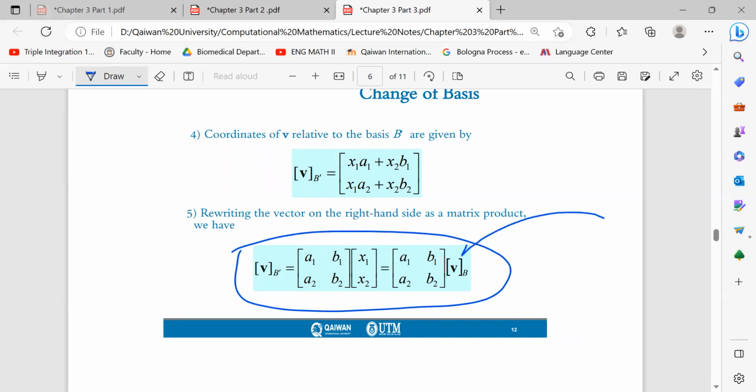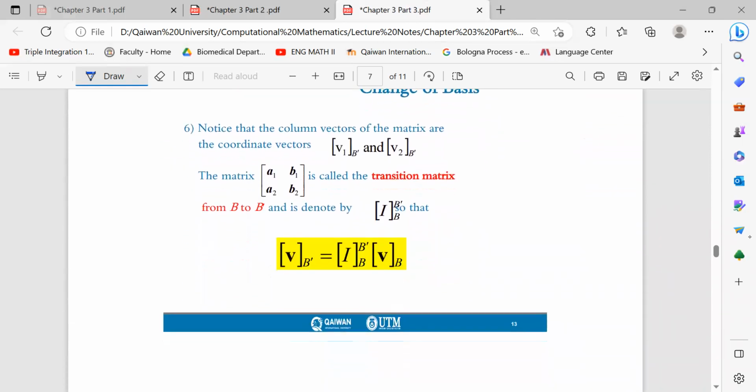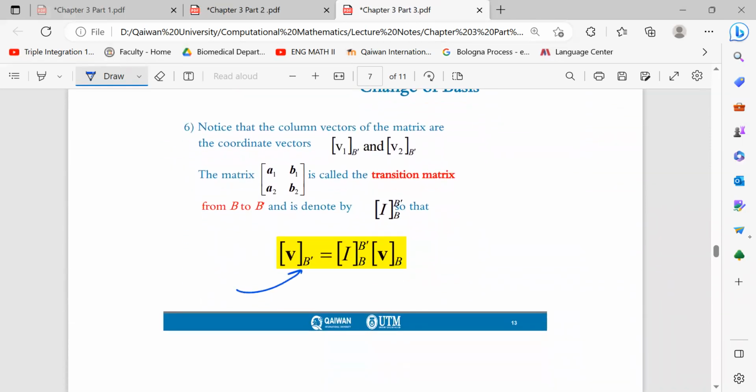So VB is the coordinate of V relative to B. And here, we also need to find VB dash. VB dash is the coordinate of V relative to B dash. If you have two bases, we change the base.